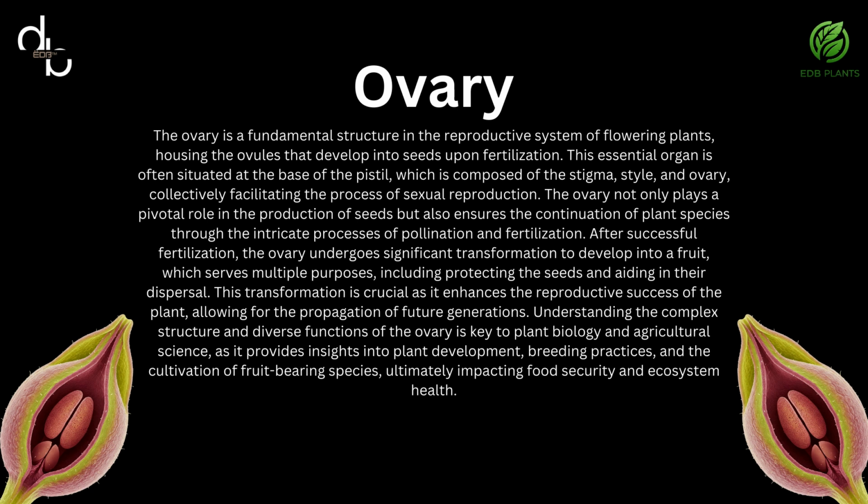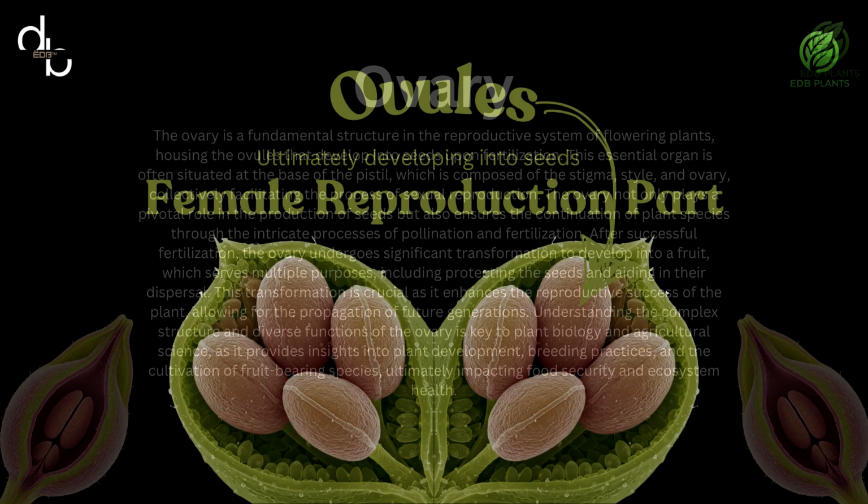This transformation is crucial as it enhances the reproductive success of the plant, allowing for the propagation of future generations. Understanding the complex structure and diverse functions of the ovary is key to plant biology and agricultural science, as it provides insights into plant development, breeding practices, and the cultivation of fruit-bearing species, ultimately impacting food security and ecosystem health.